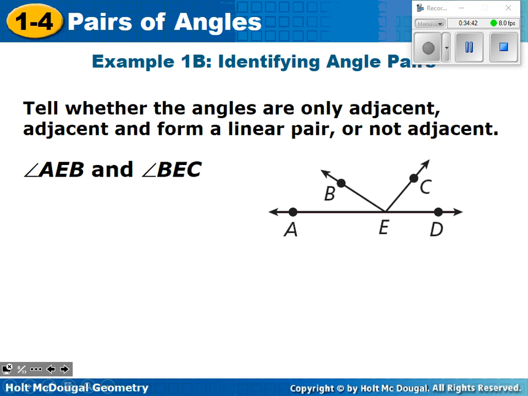Okay, hands down. Hands up if you think they're adjacent and form a linear pair. Okay, hands down. Hands up if you think they're not adjacent at all. Okay, again, it might help you. I have all three answers going on in the room.